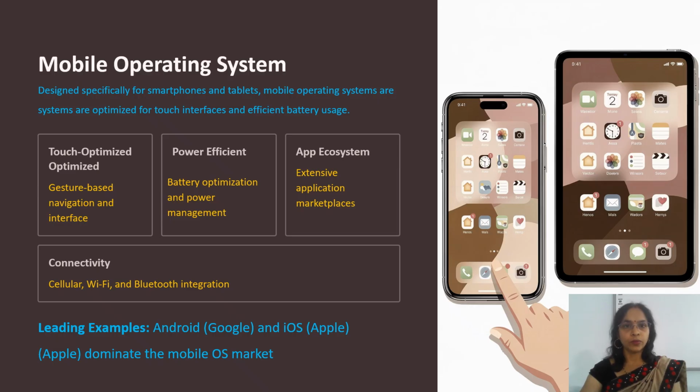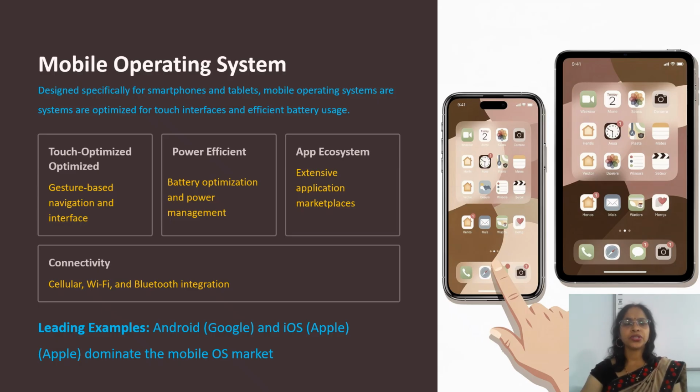Now, what is a mobile operating system? A mobile operating system is designed for smartphones and tablets, because it is optimized for touch interfaces and efficient battery usage. Key features are touch interface, power efficiency, app ecosystem, and connectivity support. These are all the advantages of a mobile operating system. Leading examples are Android by Google and iOS by Apple. They dominate the mobile market.